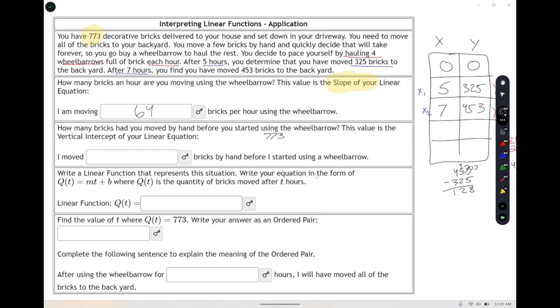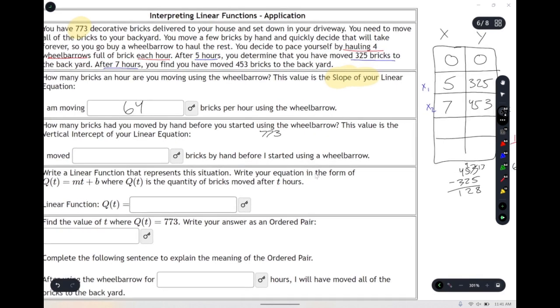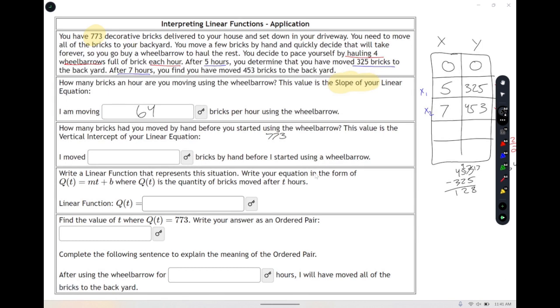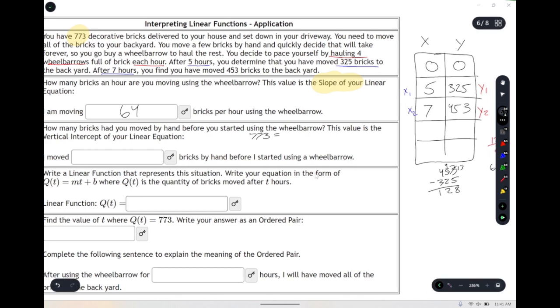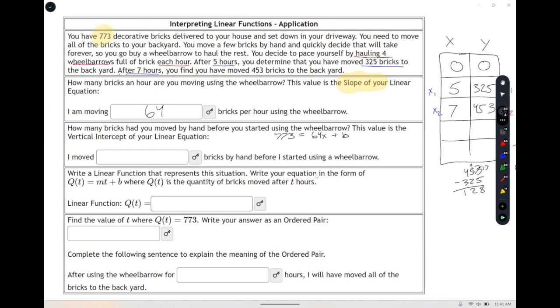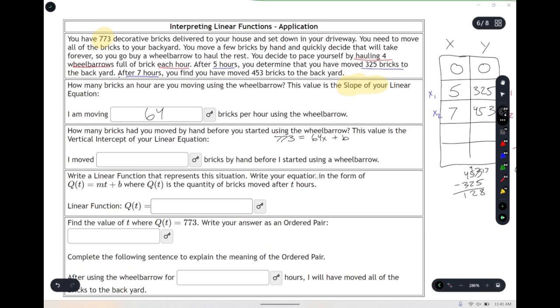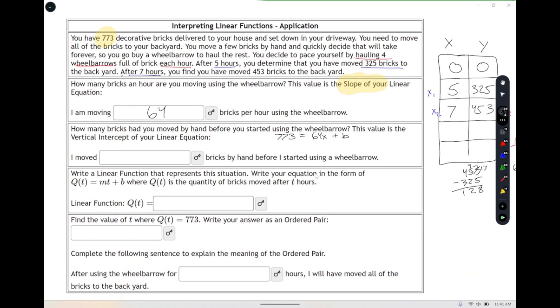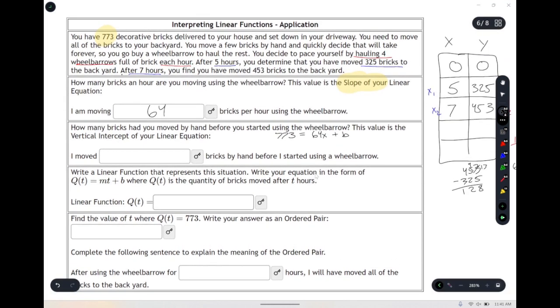But you moved some with your hand. The b will be what you move with your hand. How do you find that b? You could have solved it. 773 equals 64x, your slope, times x, plus b, plus however many you moved with your hand. It doesn't say you finished, though. You just solve for b, and that's how you'll find how much you moved with your hand. So you just plug in one of your x's.